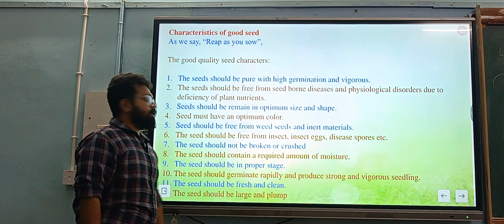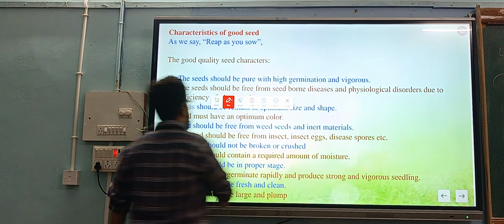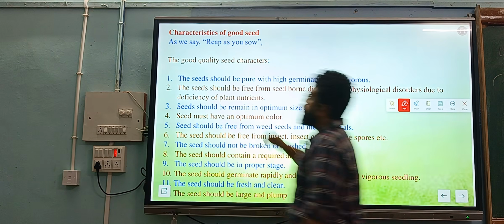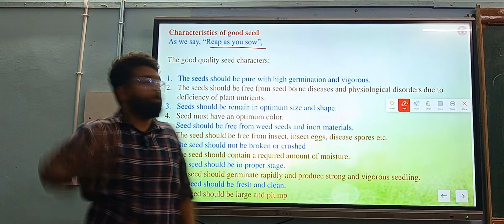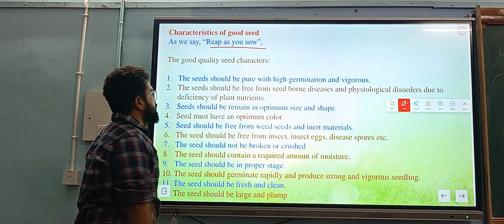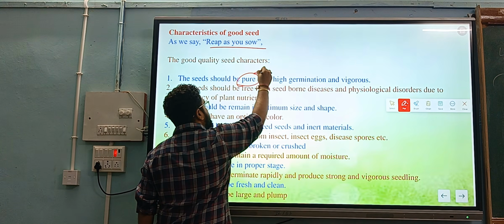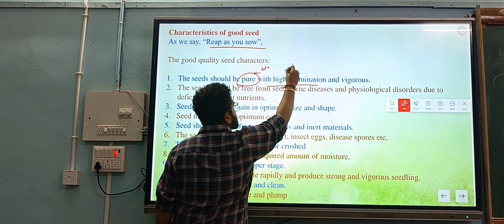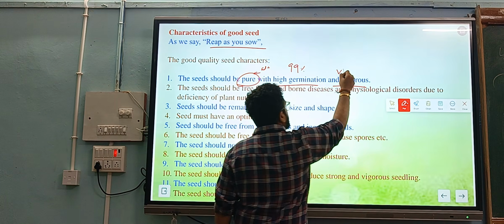So what are the characteristics of a good seed? How do you consider a seed as a good seed? As they say, reap as you sow. So whatever outcome you get is based on what you have sown. The quality of a seed should be pure. It means there should be no adulterant or dust material. It should have a higher germination percentage, 99 percent, and good vigor and viability.